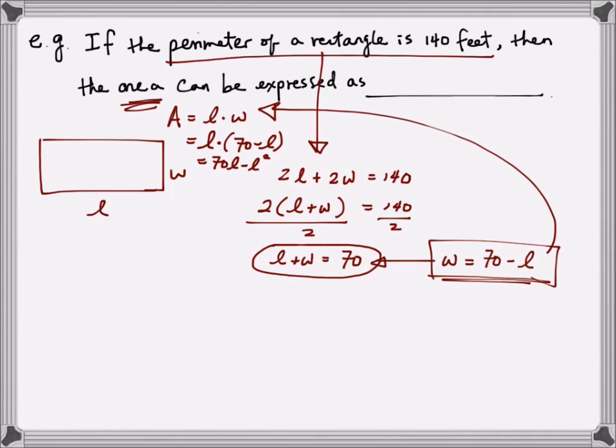If on the other hand you don't want to express your expression in terms of L, but you want to express it in terms of W, we just do exactly the same thing, but instead of solving for W, we're going to solve for L. Here from the constraint equation, I can solve for L by saying L is equal to 70 minus W. And then once I have that information, I can rewrite my area expression, which is L times W, but now L is 70 minus W, and W is still W.